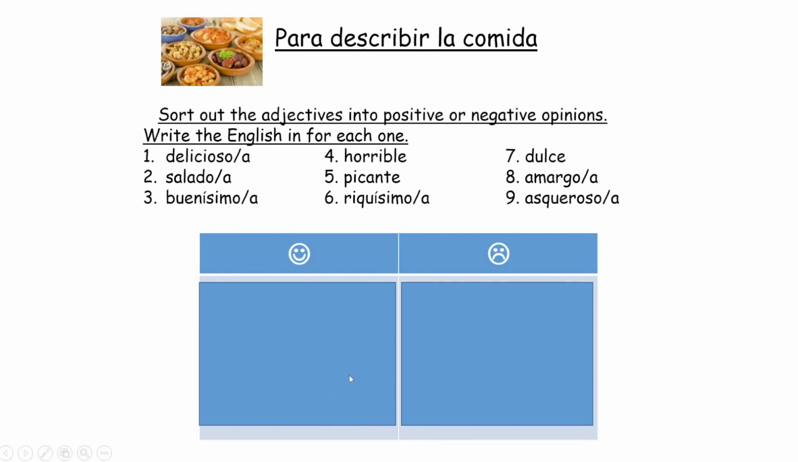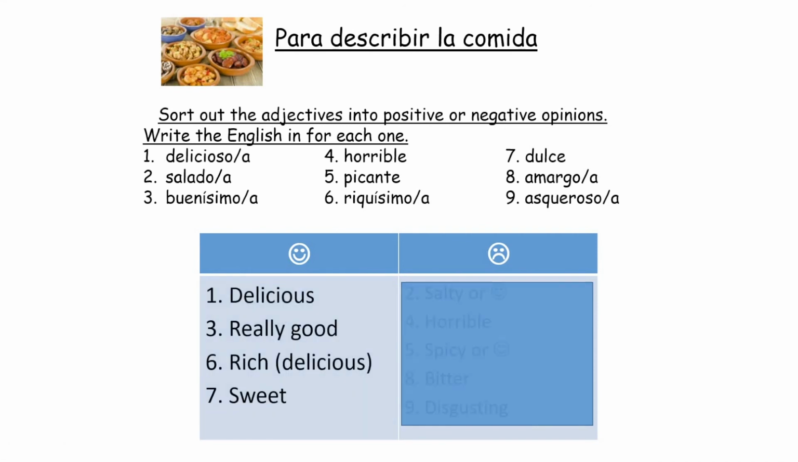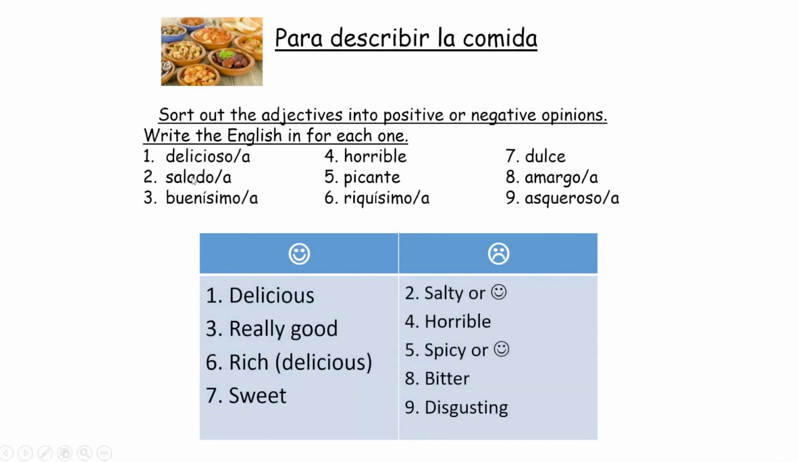Right, so we should have now translated and categorised those words into good and bad. So we've got delicious, delicioso. What I'd like you to do is, as I say these words, pause and repeat the Spanish, okay? So got a little bit of speaking practice then. Delicioso, really good, buenísimo. Something is rich, or in other words, you could also say that for delicious. Riquísimo, riquísimo. And sweet is dulce.